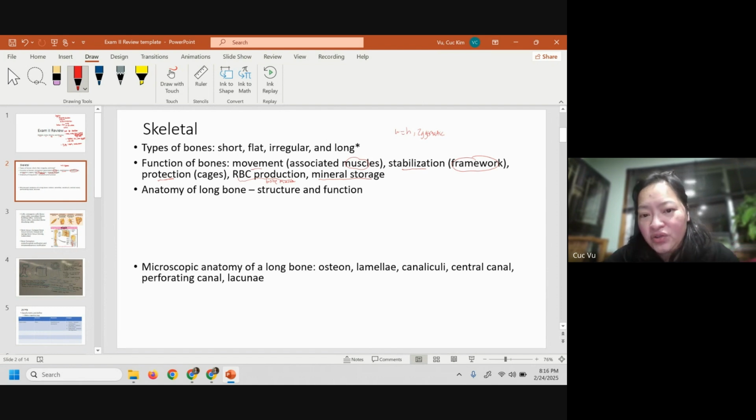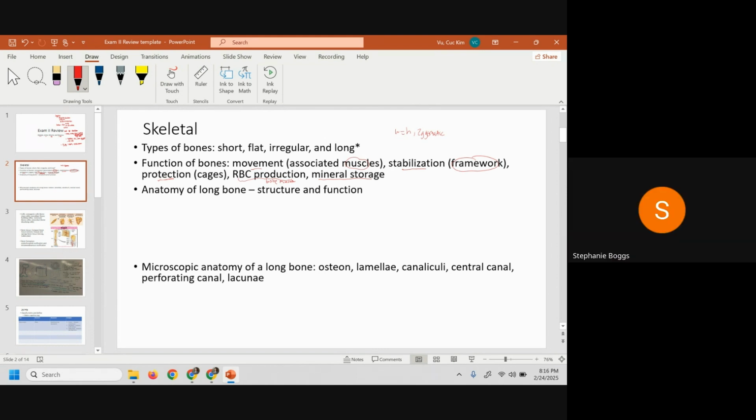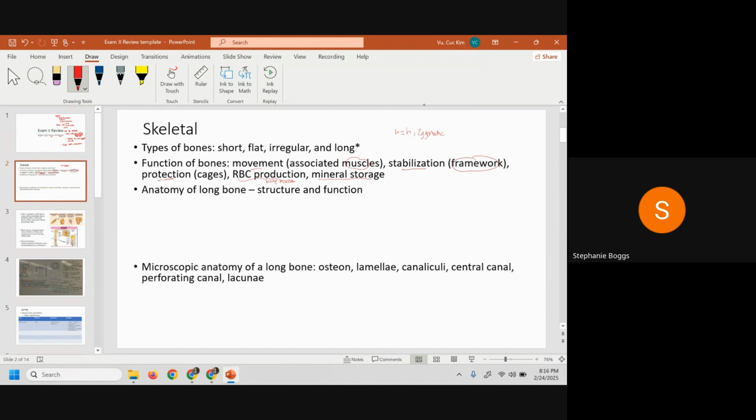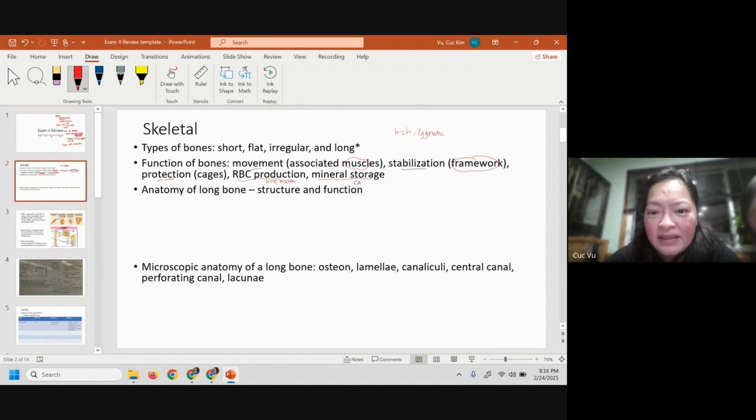you want to make sure you ingest what? So for mineral storage, what do you want to drink? Yeah, milk, right? So calcium. And that's because bone can store calcium. Okay, so it allows for mineral storage. Okay, milk. Yes, that's right on. Okay, so that's the function of bones.